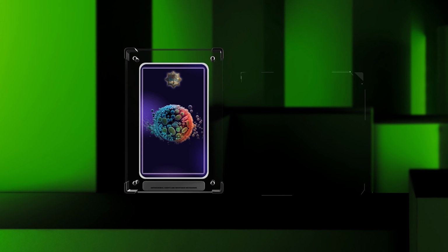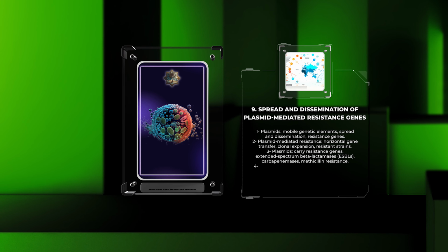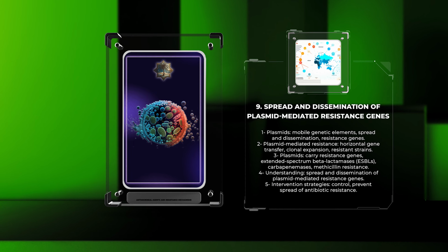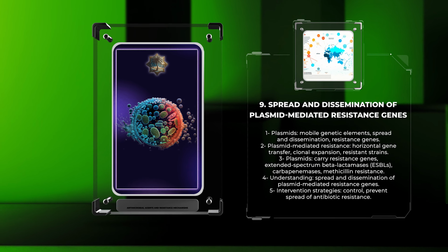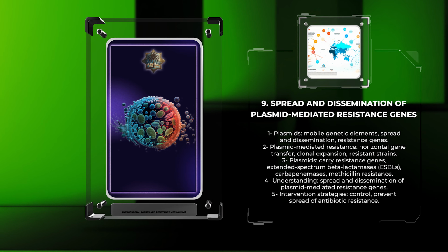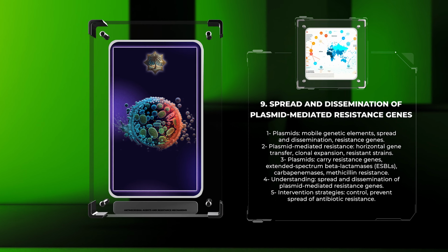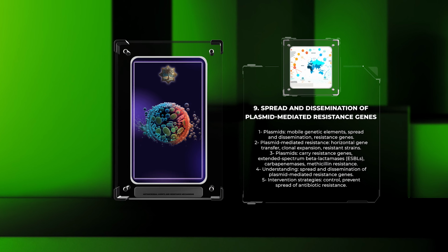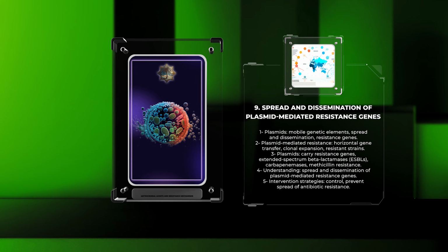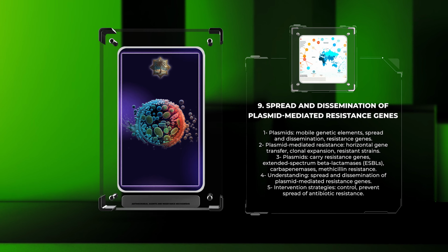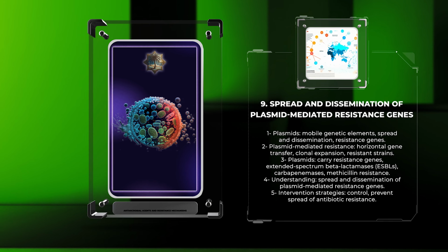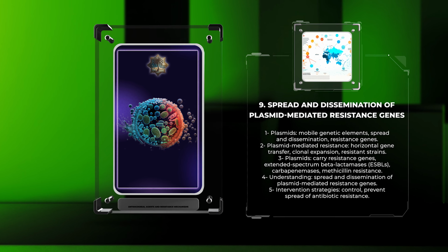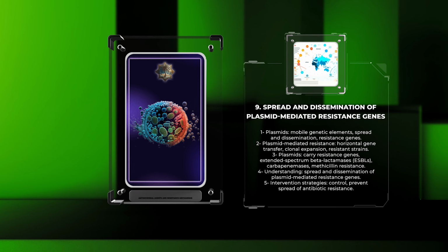Plasmids, mobile genetic elements, play a crucial role in the spread and dissemination of resistance genes among bacteria. Plasmid-mediated resistance can occur through horizontal gene transfer or clonal expansion of resistant strains. Plasmids can carry various resistance genes, such as those encoding extended-spectrum beta-lactamases, ESBLs, carbapenemases, and methicillin resistance in Staphylococcus aureus. Understanding the spread and dissemination of plasmid-mediated resistance genes is paramount for designing intervention strategies to control and prevent the further spread of antibiotic resistance.